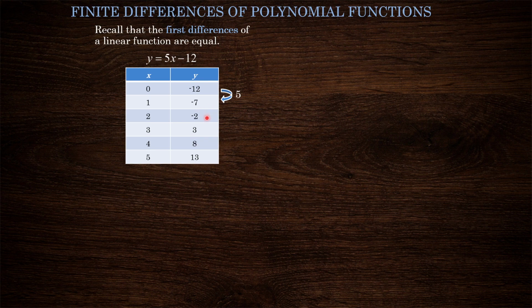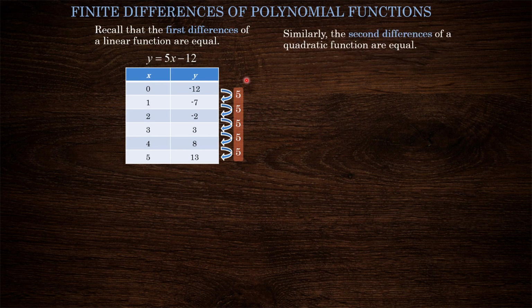Similarly, from negative 7 to negative 2, that is once again an increase of 5. From negative 2 to 3, up 5 again. 3 to 8 is an increase of 5, and 8 to 13 is an increase of 5. So our first differences here are all 5. Now what does that mean? That means that we have a constant rate of change. Our y value is changing at a constant rate. Every time x goes up by 1, our y value is going up by some constant value, and that value here is 5.